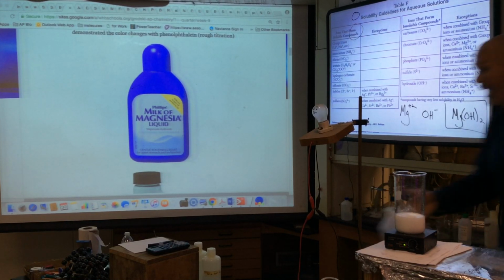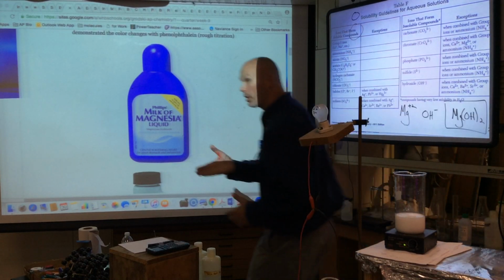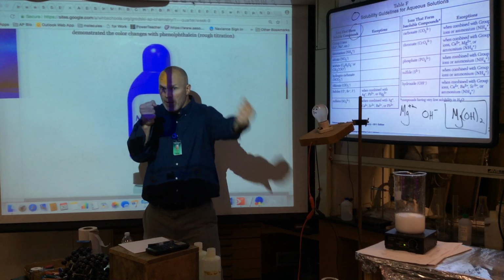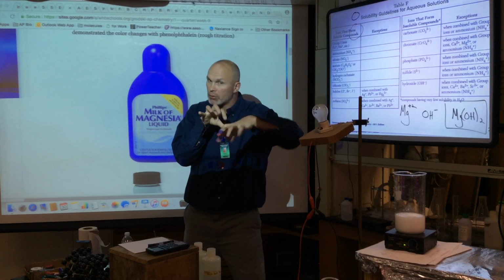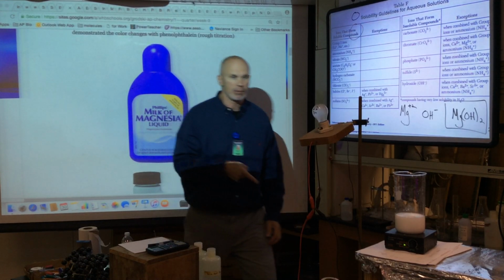And the reason why you can't see through it is why? The solids aren't really what? Dissolved. And that +2 ion and that hydroxide ion attract themselves too much. Water can't compete for those charges and surround the ions, so this stays undissolved.